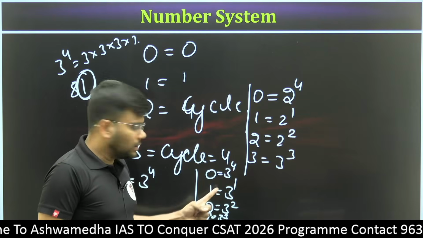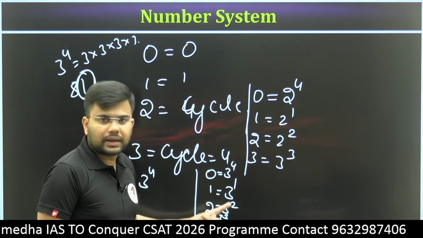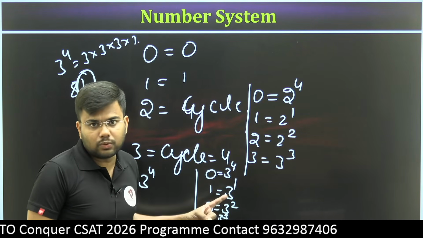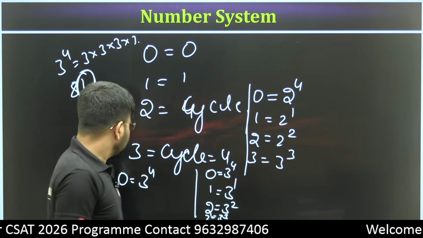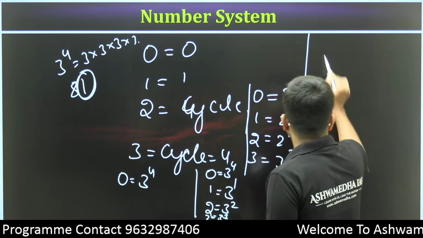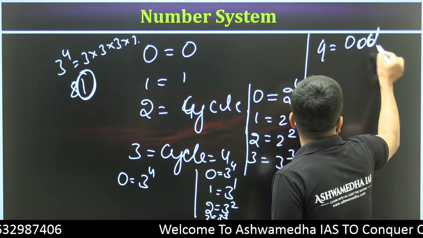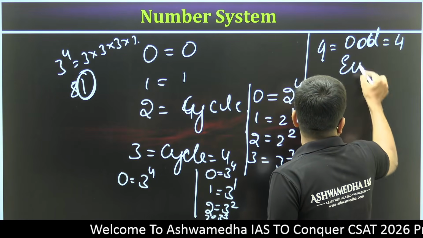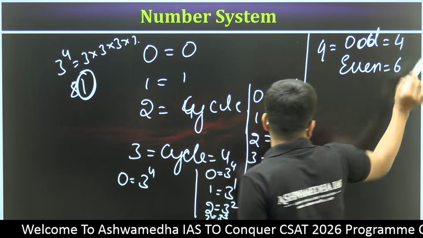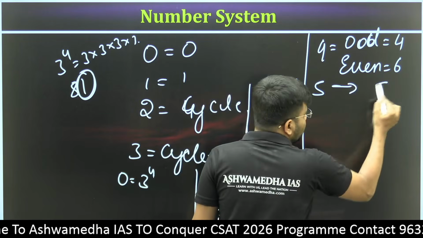If you get 1 as the remainder, 3. If you get 2 as the remainder, 9. If you get 3 as the remainder, 7 would be the unit digit. Now, if the digit in the units place is 4, if the power is odd, the unit digit would be 4. If it is even, the unit digit would be 6. I hope it's clear. If it is 5, the unit digit would be 5 itself.